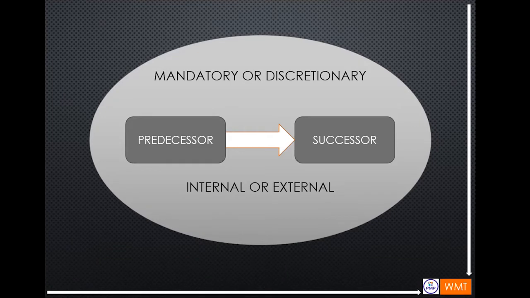And then the internal means within the team's control or within the organization, and the external means outside the team's control, normally involving third parties. So an activity can either be mandatory or discretionary. It cannot be both. And then an activity can either be internal or external. It cannot be both also. So for example, there's an activity A as a predecessor. It can only be described as mandatory and internal, or discretionary and internal. So it cannot be mandatory and discretionary, or internal and external.